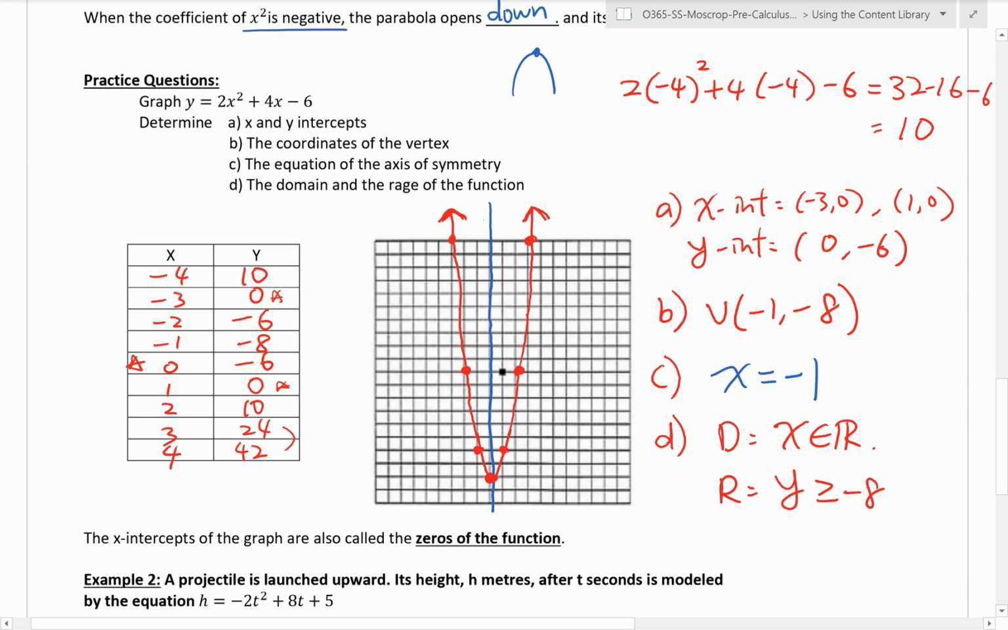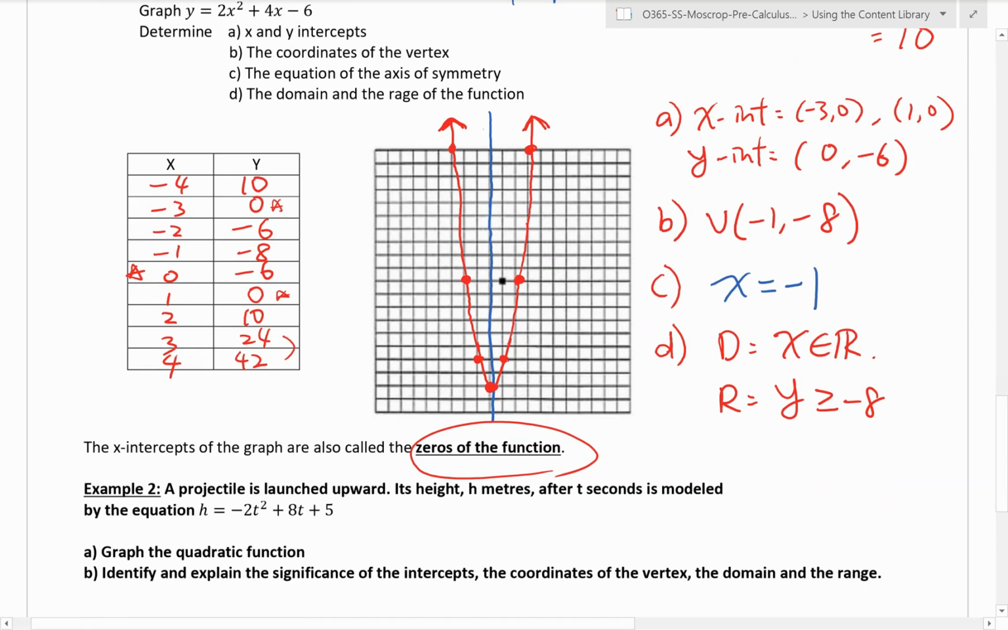And that's it. Okay, so the last line here says the x-intercepts of the graph are also called the zeros of the function. I think we talked about this the other day. Zeros of the function, roots of the equation, or the x-intercepts, really they all refer to the same thing. Okay, they are all kind of the same thing. Okay, so that's the practice question. Hopefully, well, I kind of show you everything there, but that's okay.